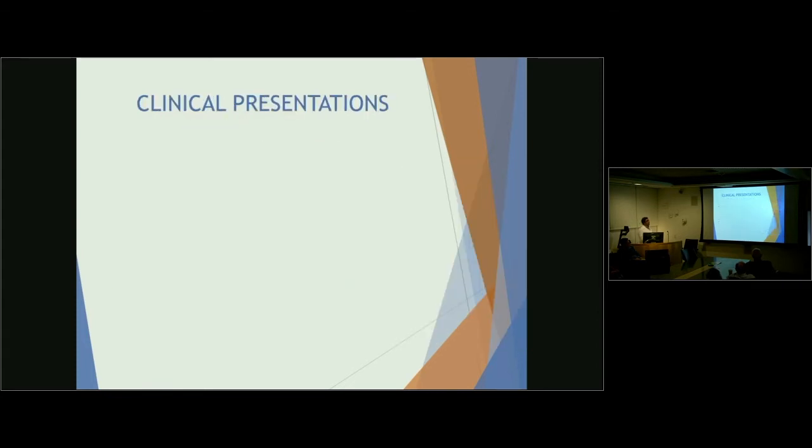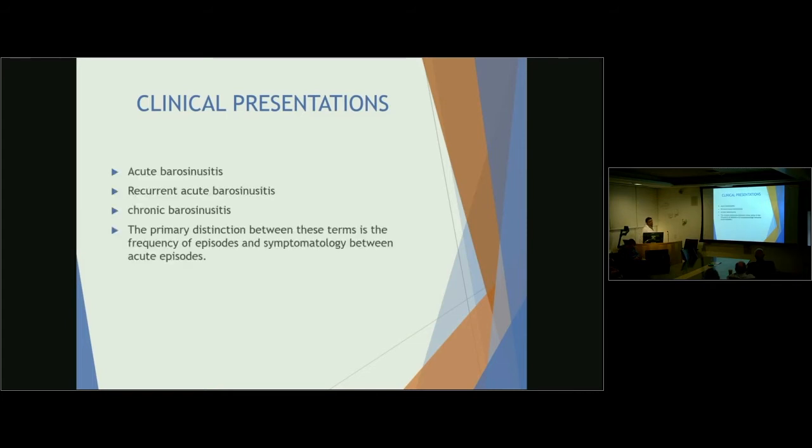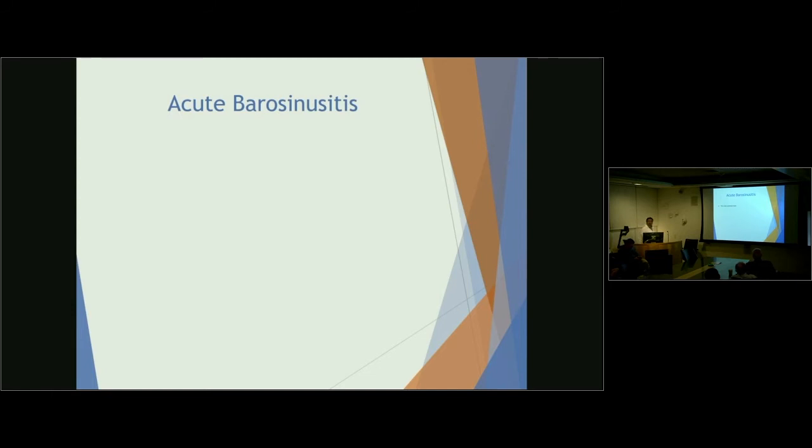All right. So, by understanding the pathophysiology of barosinusitis, now we're going to move on to clinical presentation. What type of presentation do we see? These are basically three different scenarios that patients come in with: acute barosinusitis, recurrent acute barosinusitis, and chronic barosinusitis. The primary distinction between these terms is the frequency of episodes and whether or not there are any symptoms between acute episodes. Moving on, acute barosinusitis is actually the most common form.